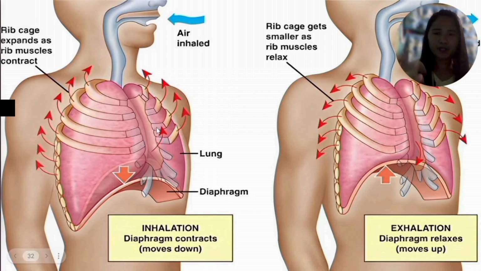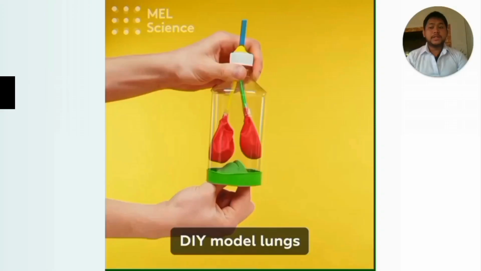When we breathe in or inhale air, our rib cage expands as the rib muscles contract. In inhalation, the diaphragm contracts or moves down. In this illustration, when we exhale or breathe out air, our rib cage gets smaller while the rib muscles relax. In the exhalation process, the diaphragm relaxes or moves up. Here's our diaphragm.